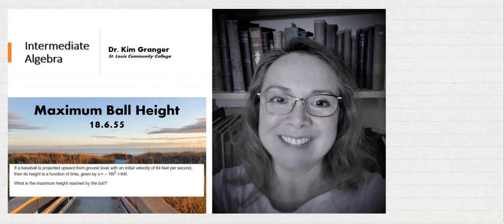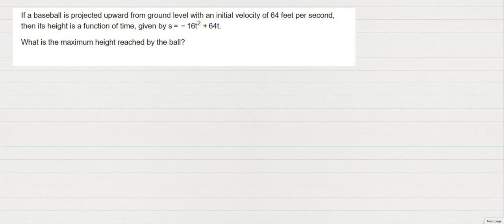In this video, we will look at the maximum height of a ball. This is an application of a quadratic equation, and it's a pretty important type of example to be able to interpret and answer. So if a baseball is projected upward from the ground level with an initial velocity of 64 feet per second, then its height is a function of time given by s equals negative 16t squared plus 64t.